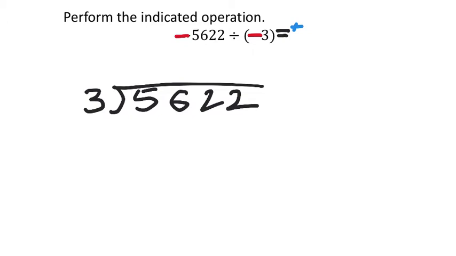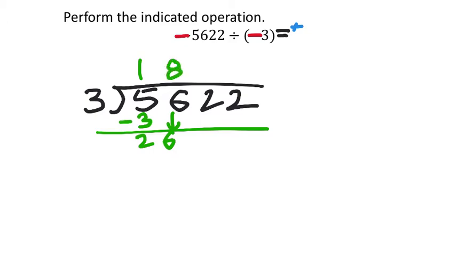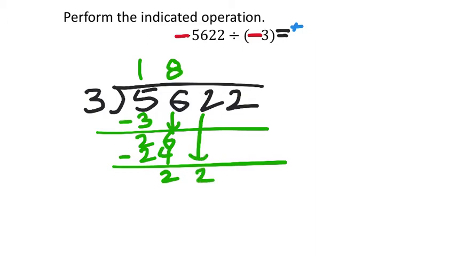3 will go into 5 once. 1 times 3 is 3. 5 minus 3 is 2. Drop down the 6, makes that 26. 3 will go into 26 8 times. 8 times 3 is 24. Subtract, and we got 2 there. Drop another 2 to make it 22. 3 goes into 22 7 times. 7 times 3 is 21. When I subtract that, I get 1.